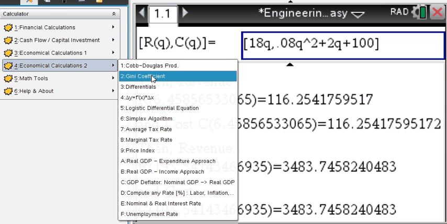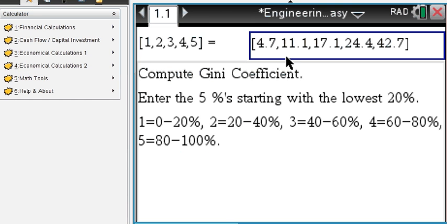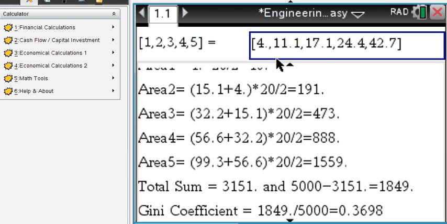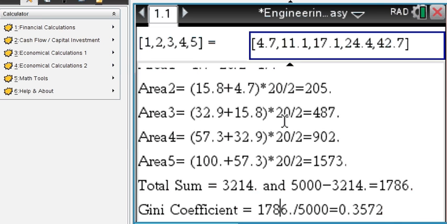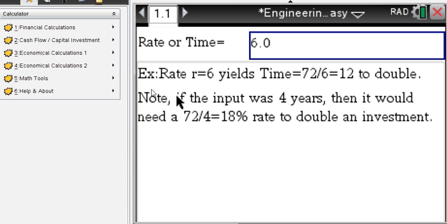Gini coefficient, you enter the five quintiles here, then the areas are computed as trapezoidal areas. You get the total sum right here, 3,214, subtract that from 5,000. And then that number gets divided by 5,000 for a Gini coefficient of 0.35.